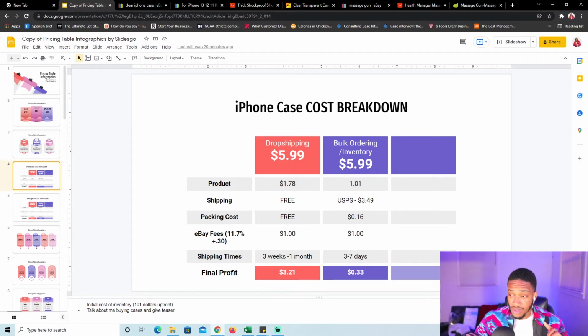But in the meantime, USPS shipping is $3.49. The packing cost to get slips, I bought them on Amazon. I did the calculation. It's going to cost you around 16 cents plus your $1 fee on eBay because you chose to price at $6. So with all that, your final profit will be 33 cents for ordering in bulk or holding inventory.